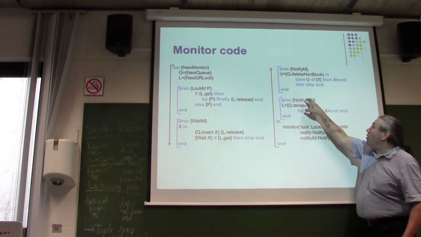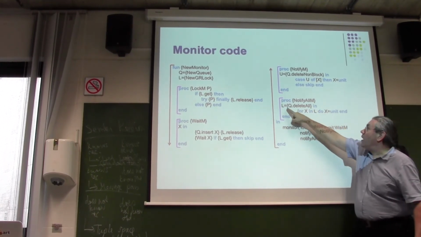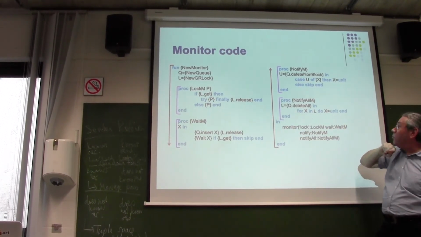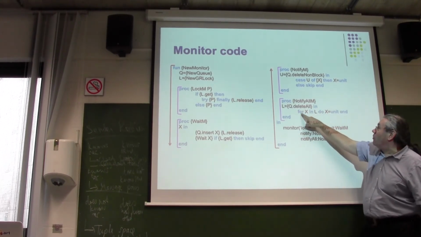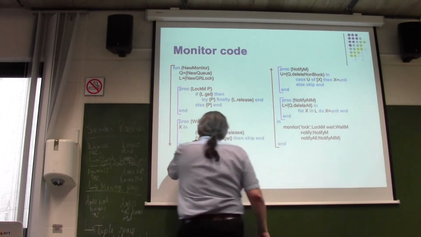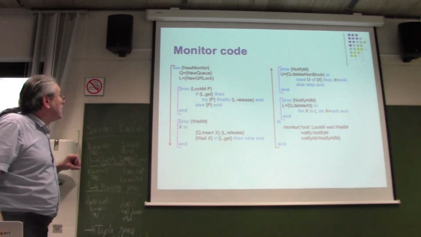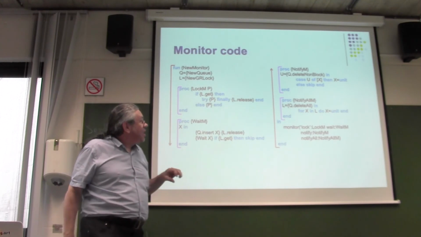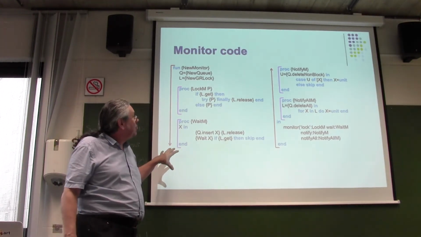And the notify all is very similar, except I use delete all. L is a list of unbound variables. For x in L, I bind x to unit. This wakes up all of the threads. All of them are woken up, since they're all waiting here, and they will all wake up. So you see how it works? It's not so complicated, right? But it's a subtle program.